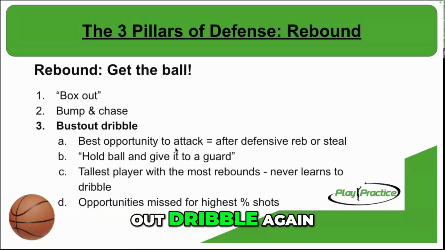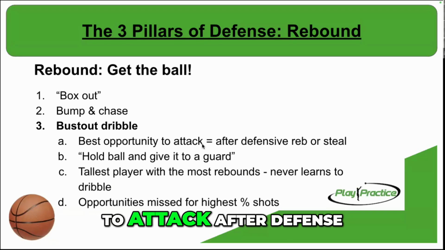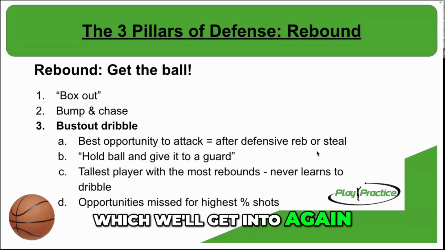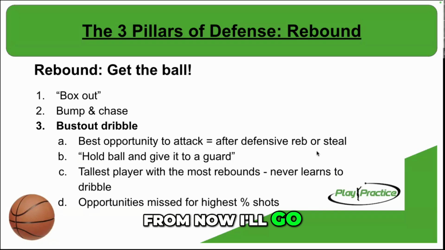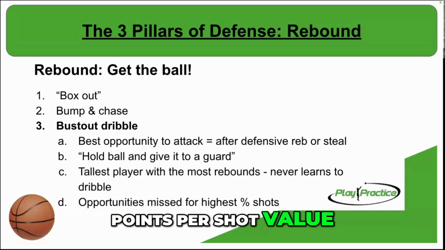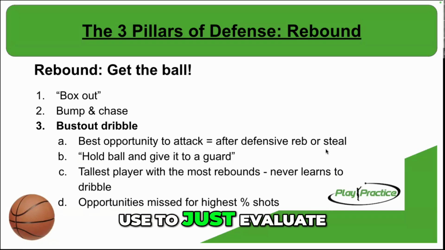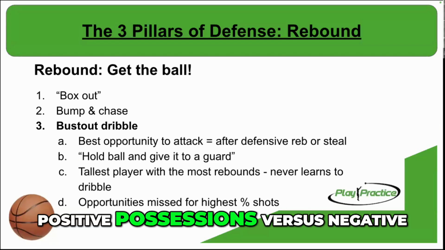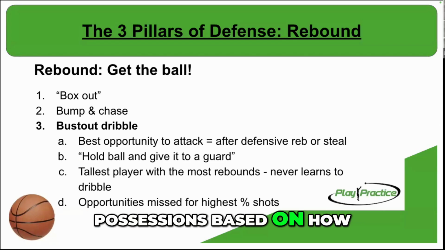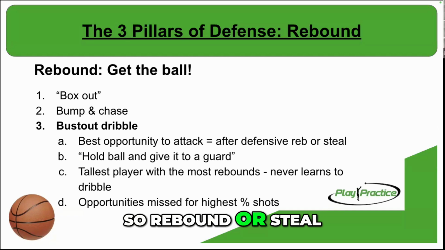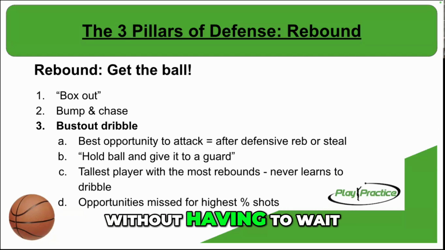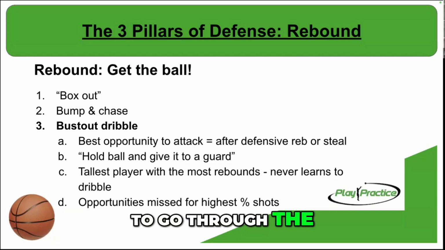So then the bust out dribble again, it's our best opportunity to attack after a defensive rebound or a steal, which we'll get into again. I think two weeks from now, I'll go into my points per shot value, what I like to use to evaluate efficiency and talk about positive possessions versus negative possessions based on how the ball gets in your hands. So rebound or steal would be what we call a positive possession where you can attack without having to wait on either the ball to go through the net or the referee to touch it.